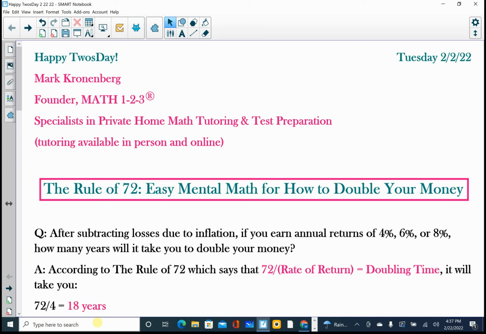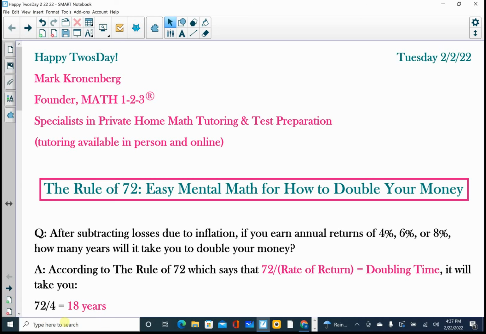So today for Happy Tuesday, February 2nd, 2022, we're going to talk about the rule of 72, easy mental math for how to double your money. So let's take a look at a real-life application of how this works. After subtracting for losses due to inflation, if you earn annual returns of 4%, 6%, or 8%, how many years will it take you to double your money?